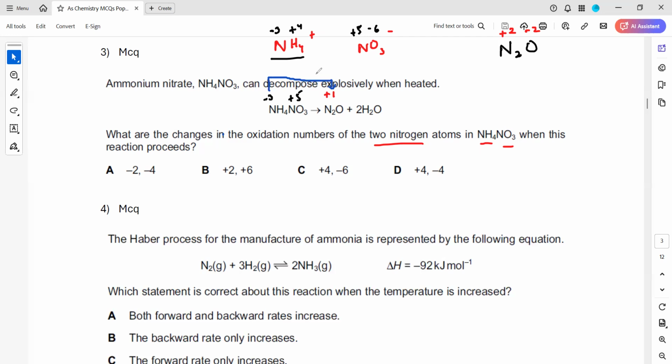If -3 becomes +1, by how many numbers has it increased? It has increased by 4. And this one is +5 becoming +1. So how many numbers has it decreased? It has decreased by 4. So one of them is increased by 4, and another one has decreased by 4. That's why option D is a valid answer for this question.